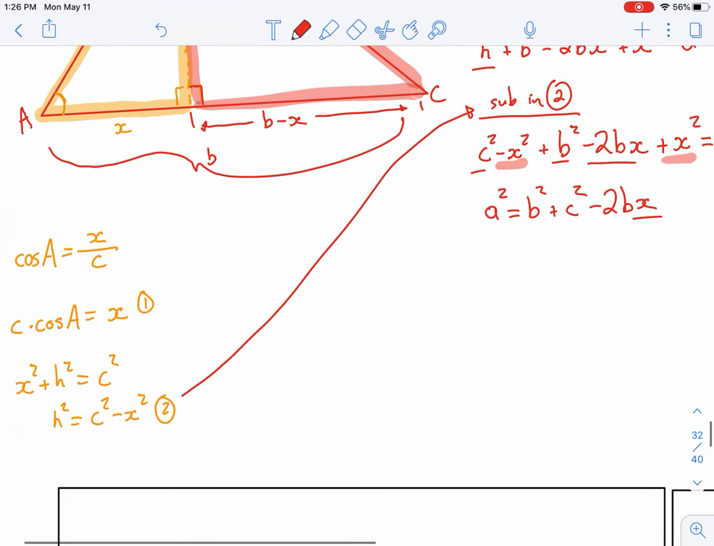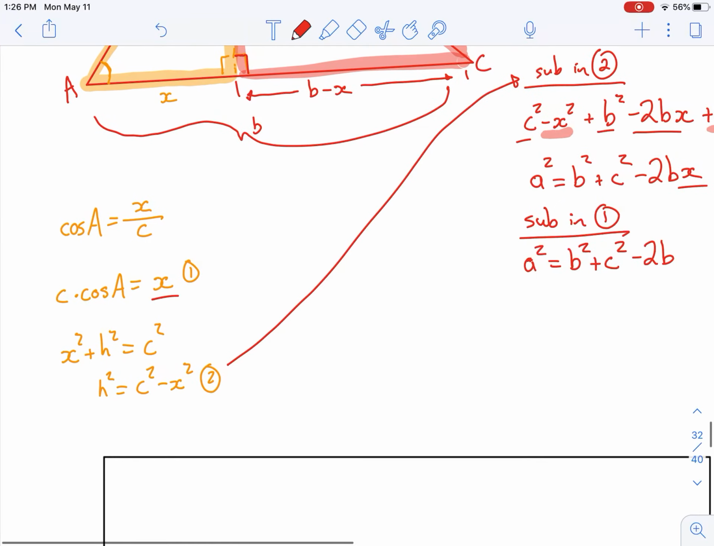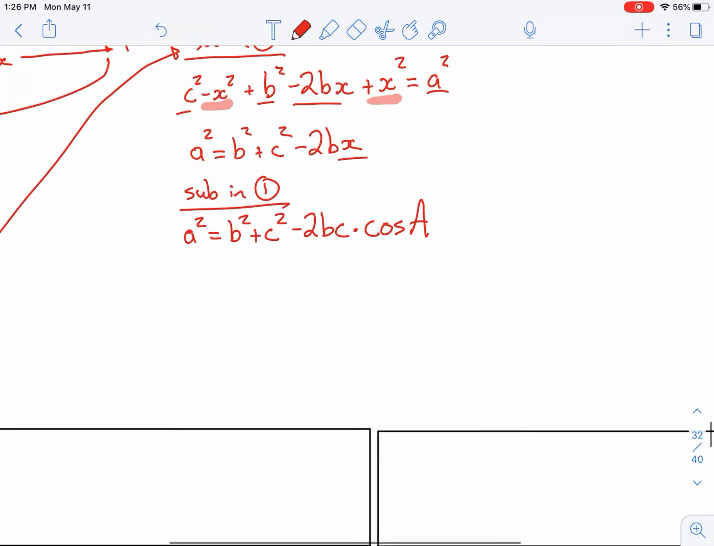And we can see in equation 1, we know what x is. X is actually c times cos A. So I'm going to write another title in and say sub in number 1. So this equation is going to be a squared is equal to b squared plus c squared minus 2b, and then instead of writing x, I'm going to write in c times cos A. So this is times c times cos of A. And this right here is not the Pythagorean theorem. This is the cosine law.